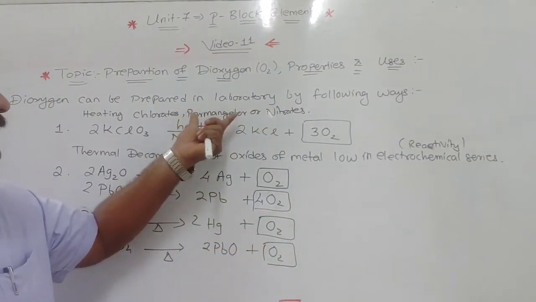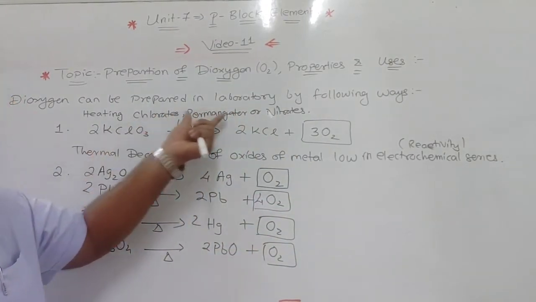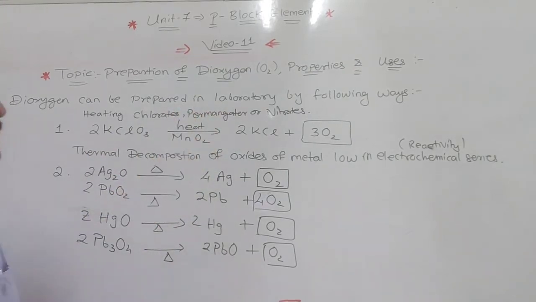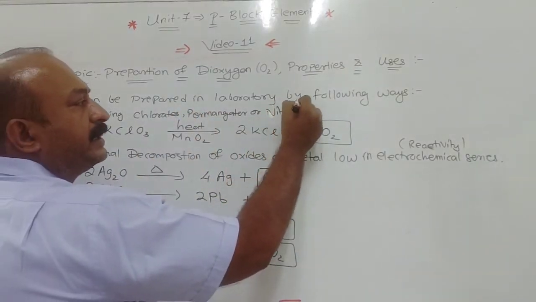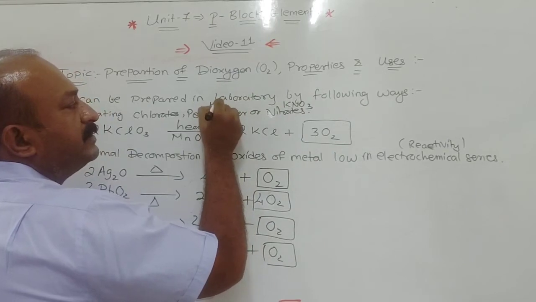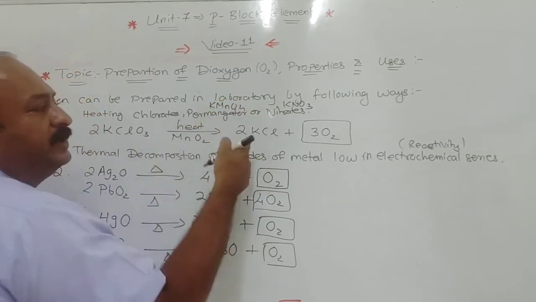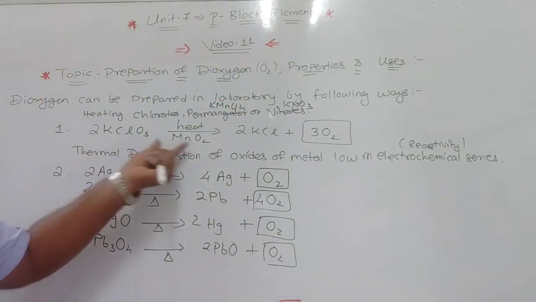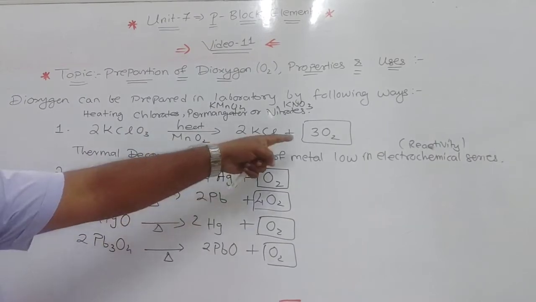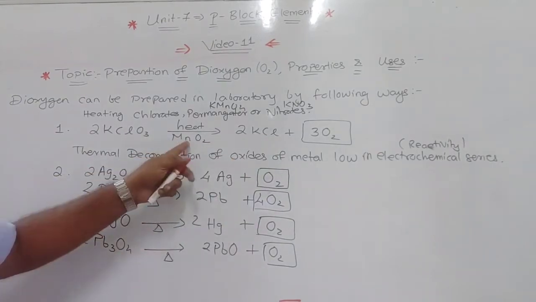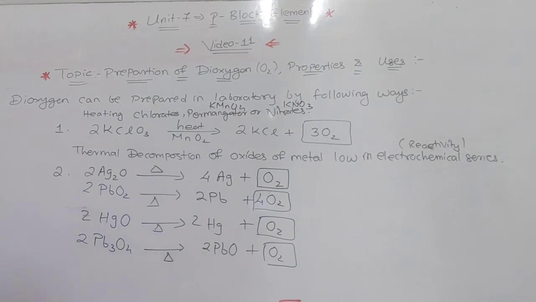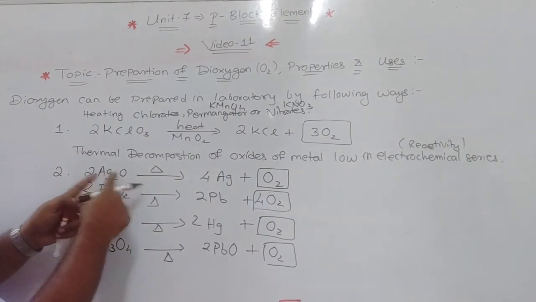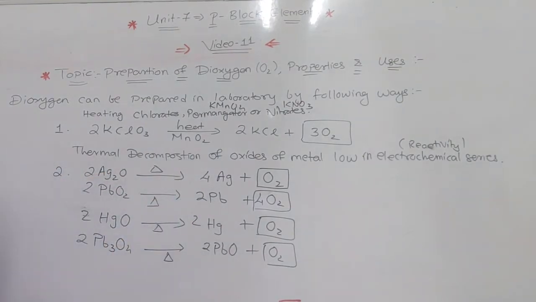Then heating chlorate: chlorate is KClO3, permanganate means KMnO4, nitrates means KNO3. If you heat this in the presence of manganese dioxide, you will get 3O2. Manganese dioxide is used as a catalyst. Thermal decomposition means the compound gets decomposed, gets separated. So this is a laboratory technique.